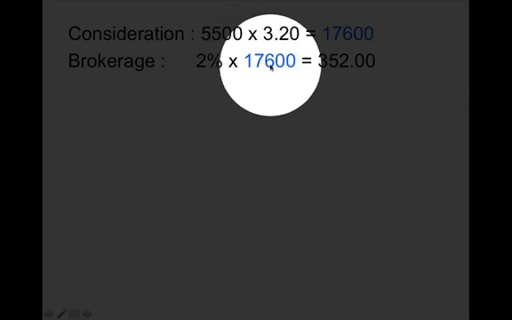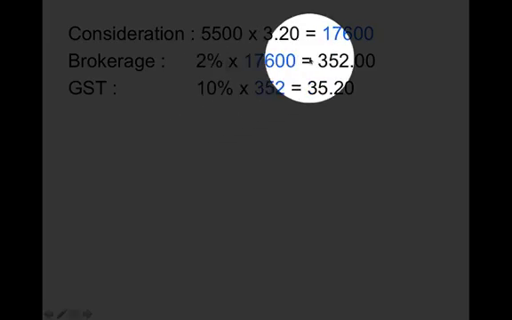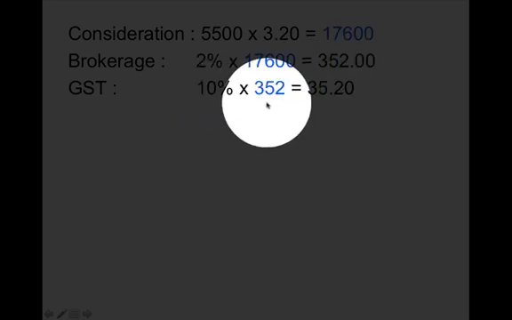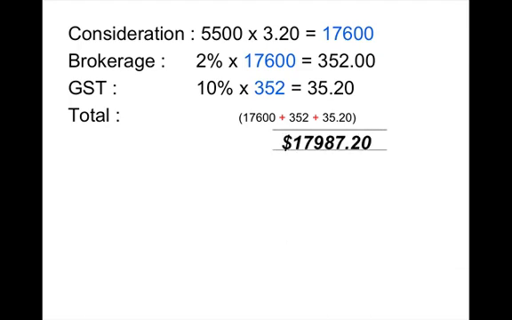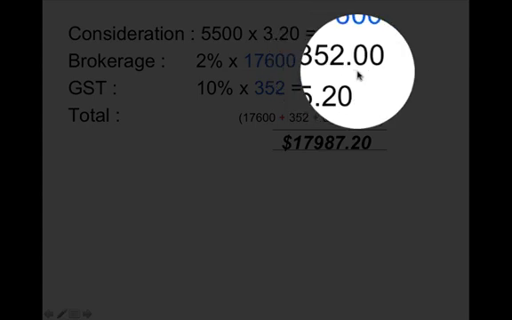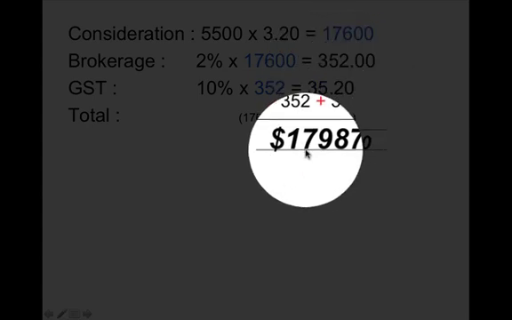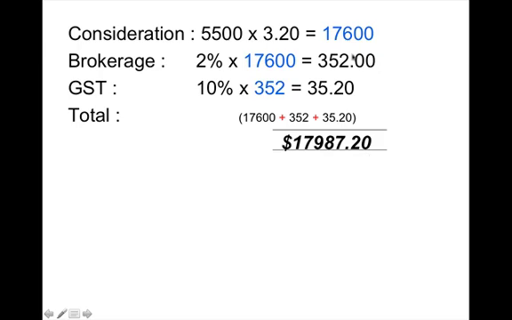Your brokerage is 2% of your consideration. So 2% times $17,600, $352. Your GST is then 10% of your brokerage. So 10% of $352 gives you $35.20. Your total is all of them added up, because you're buying the shares, all your fees and charges get added on. So $17,600, $352, $35.20 gives you $17,987.20 to buy those shares. Okay, they're valued at $17,600, but it costs you $17,987.20 because you have these fees and charges added in.